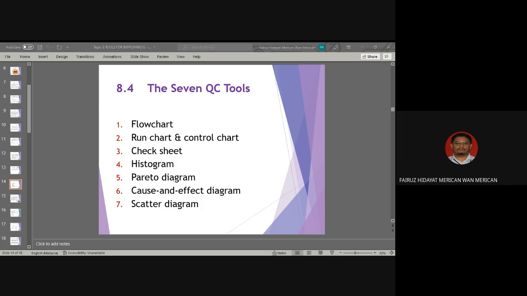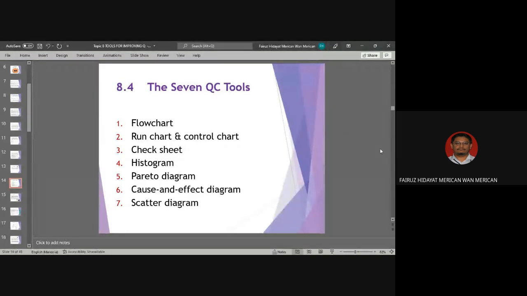All right, so let's continue with the third tool for QC QI, which is the 7 tools compiled into this topic. So you have the flow chart, a run chart, and control chart. Okay, the check sheet, the histogram, Pareto diagram, cause and effect diagram, and scatter diagram. So we'll start with the flow chart.